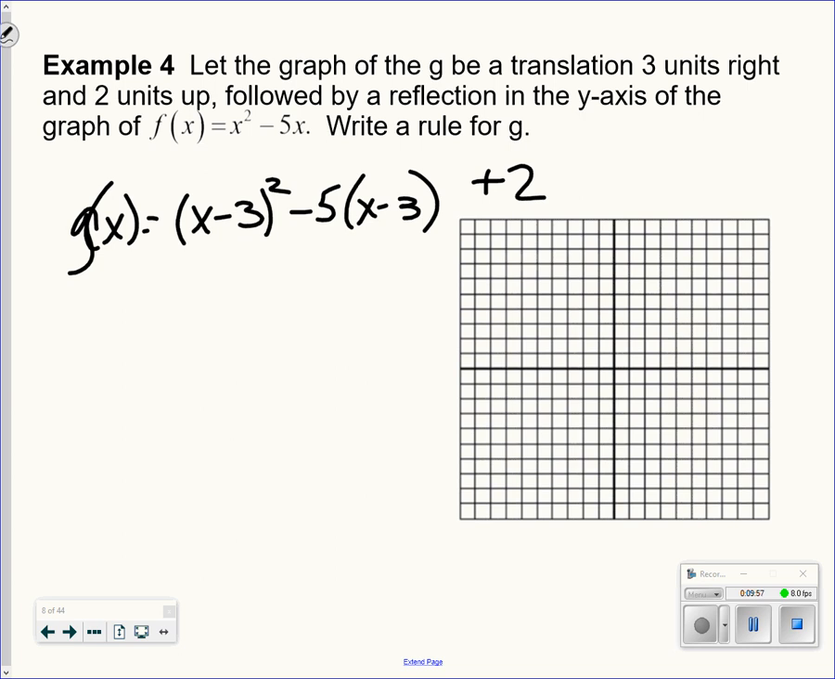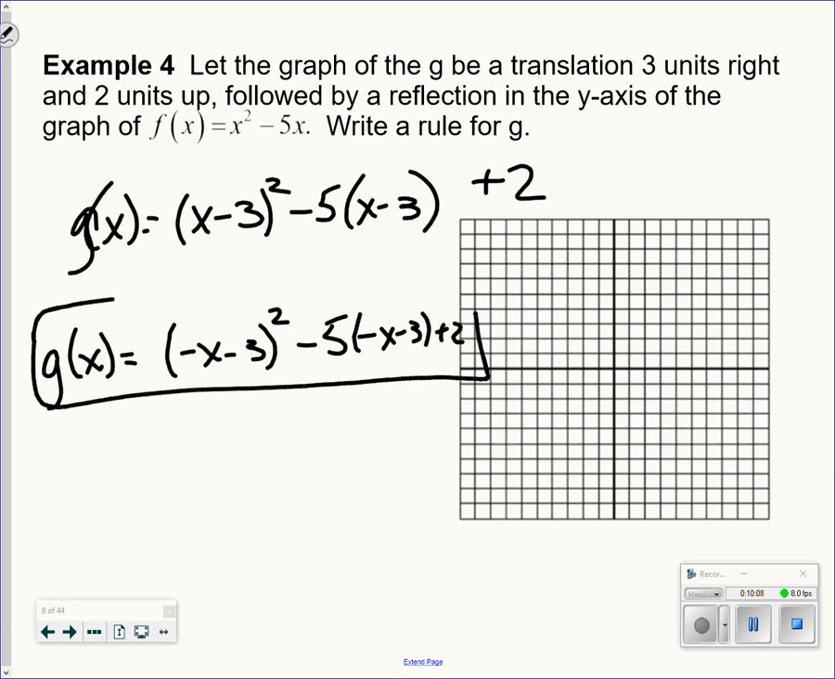Now, how do I do a reflection on the y-axis? I am going to replace the x's with negative x's. And so this would be my new function. Now I realize that's pretty ugly, and the graph of this would probably be, again, a little bit challenging in trying to figure out where the actual vertex would be. So I'm just going to not do the graph in this one, and I'm just going to write the rule. But you could easily plug some numbers in for x to try to graph it.